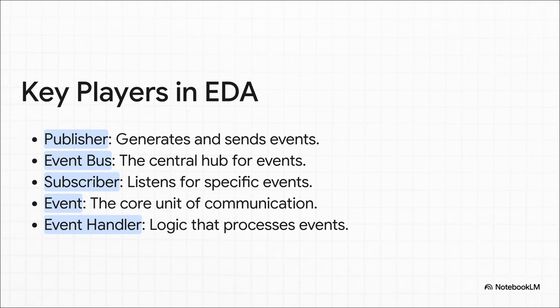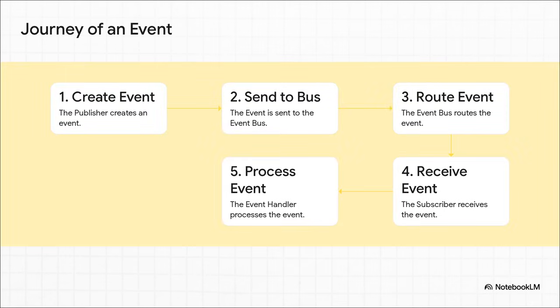Now let's see how they all play together. So here's the journey from start to finish. First, the publisher creates an event. Let's say order placed. Second, it shoots that event out to the central event bus. The bus then acts like a traffic cop, routing it to any interested subscribers. Once the subscriber grabs it, its event handler takes over and does the actual processing. It's a clean, one-way broadcast.